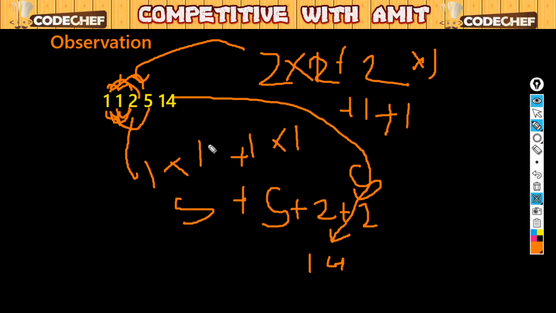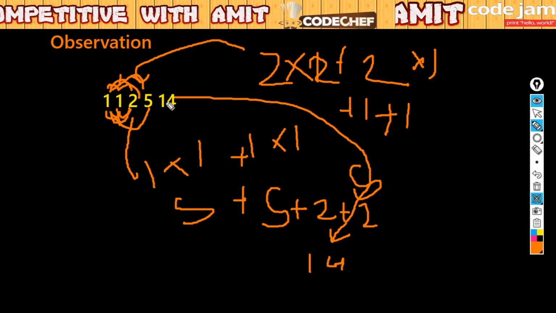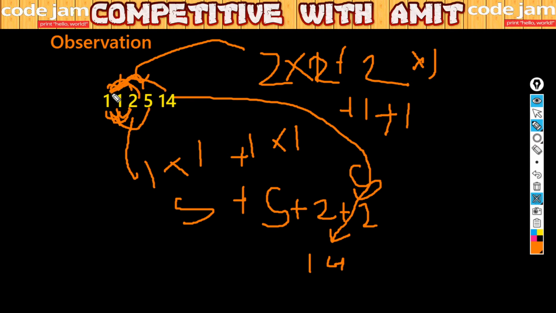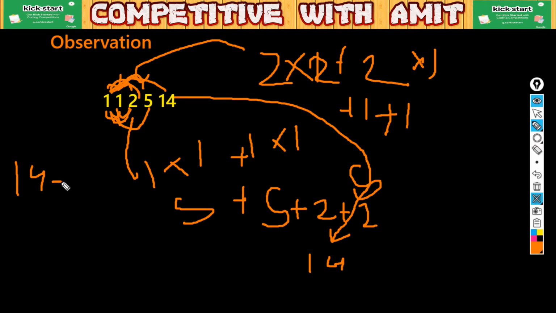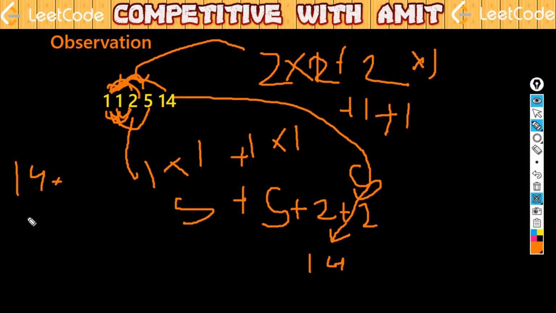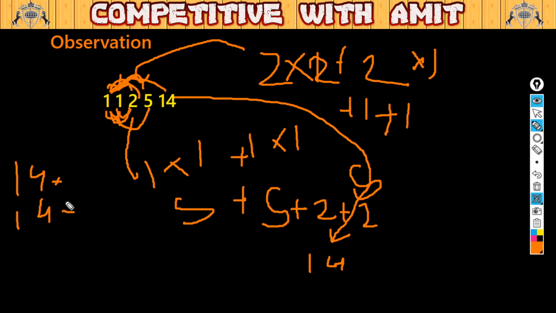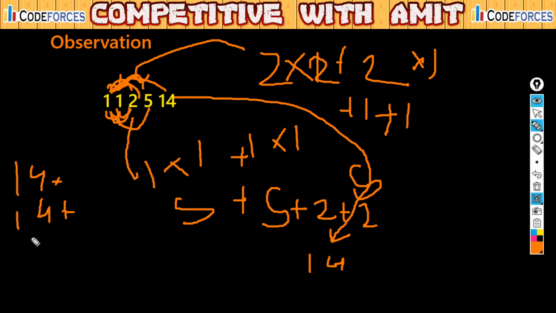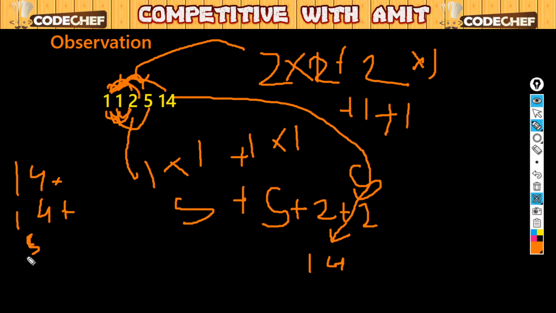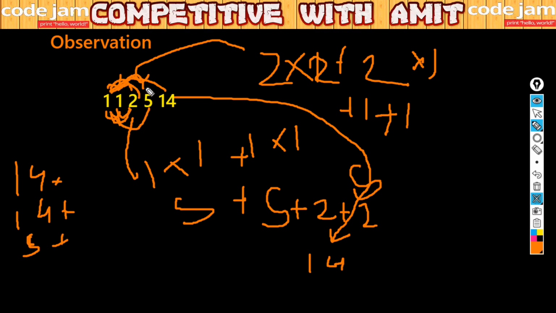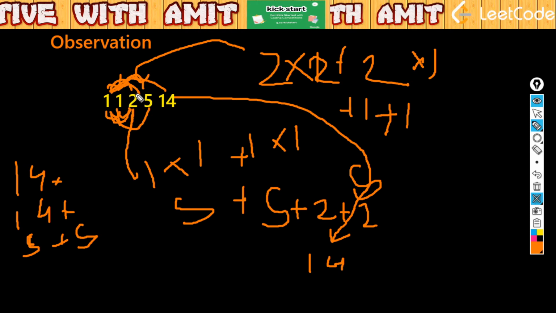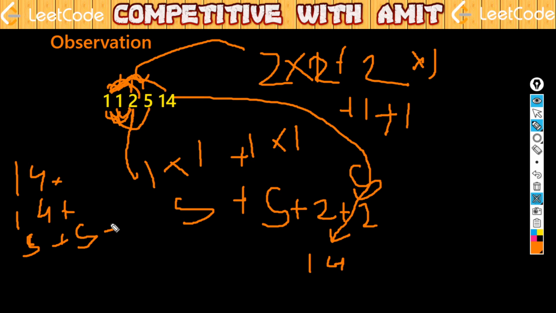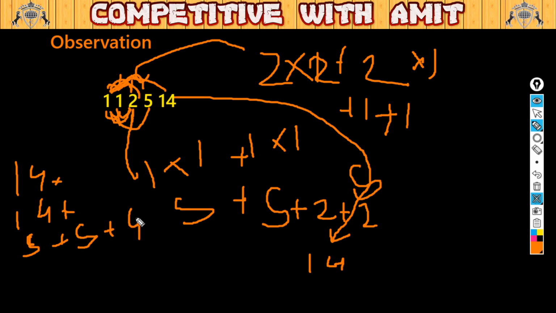So now if we try to find it for n equals 5, I'll multiply this by this, so it will be 14. Again I'll multiply this by this, it will be again 14. Again I'll multiply this by 5, so it will be 5. After this I'll multiply 5 by 1, so it will be again 5. Then 2 will be multiplied by itself, so it will be 4. So what will be the value? The value will come to 42.